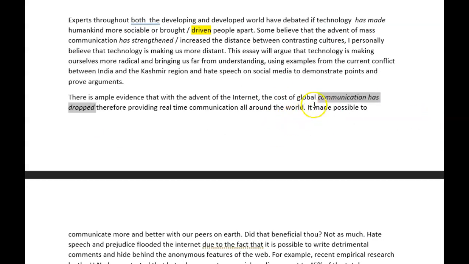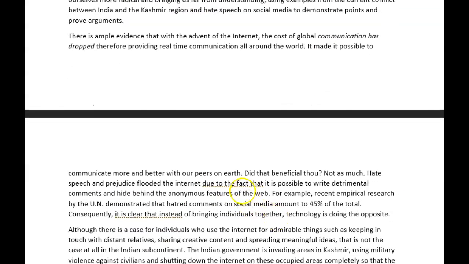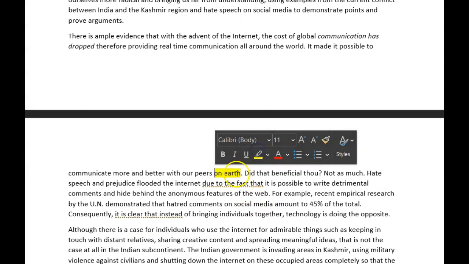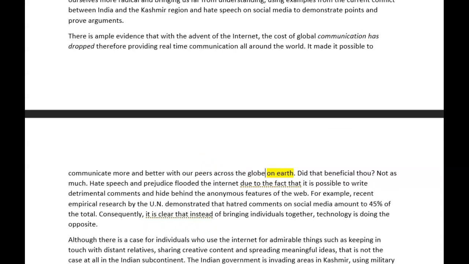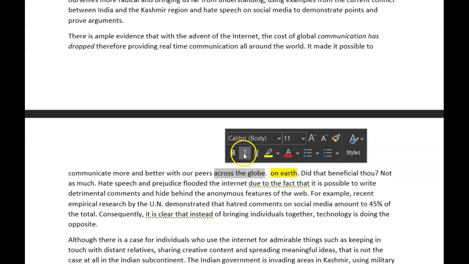It's made it possible to communicate more and better with our peers on Earth. On Earth, I would say all around the world. Peers across the globe. Do that one. I wouldn't do across on Earth. Earth we would speak about with the environment, but not really with this sort of thing. Across the world. Okay.